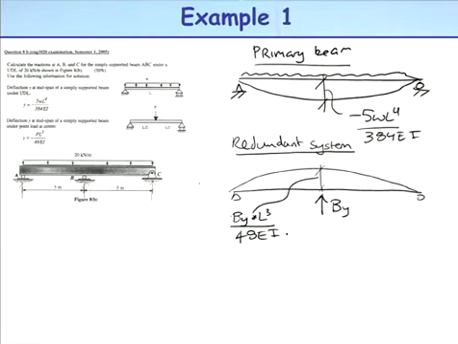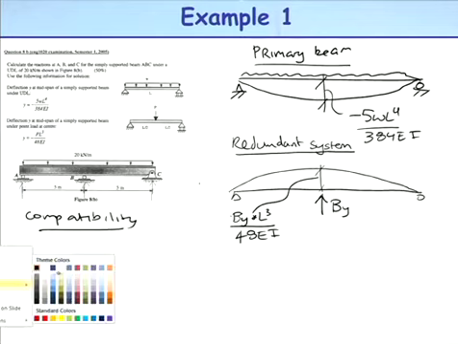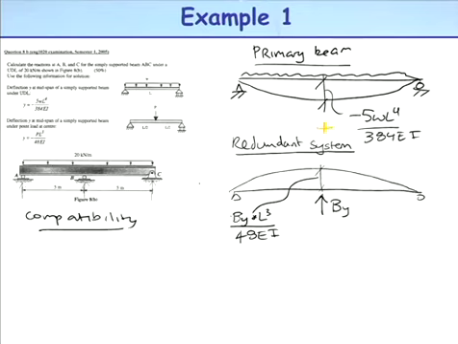And now we have to consider compatibility. So what we're basically saying is our primary system plus our redundant system is equal to our initial system, based on the compatibility relationship. I'll call that delta primary and delta redundant, based on the compatibility relationship that the primary and the redundant deflection added together equals 0.